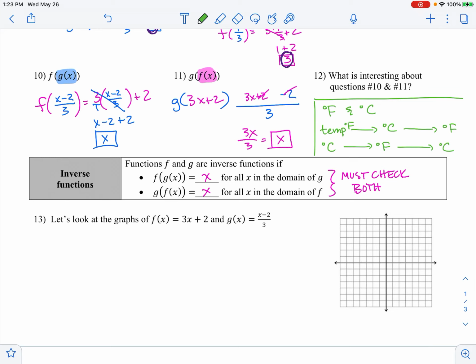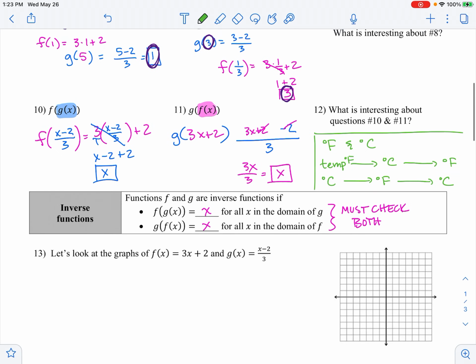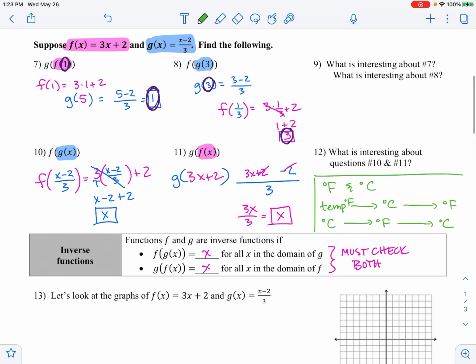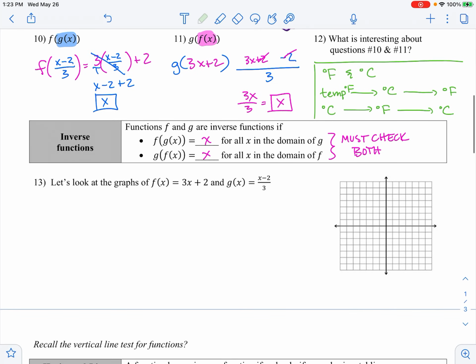They change it back to Celsius. Well, I hope the temperature didn't change, right? It makes sense that it shouldn't change. Let's take a look at our graphs from our last example, our f of x and our g of x, and let's look at how these two graphs are related to each other.